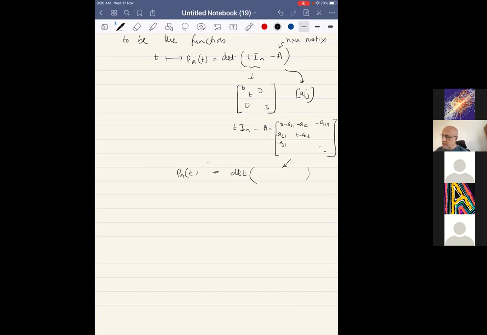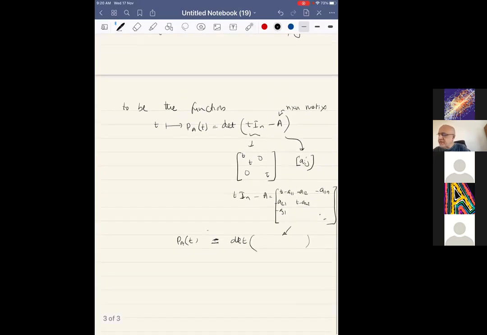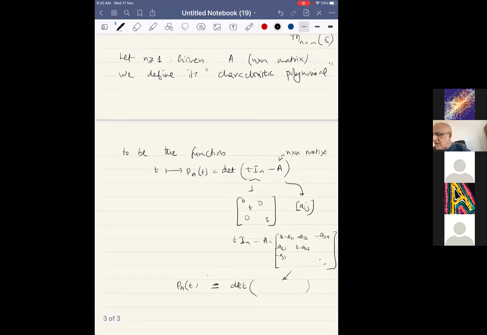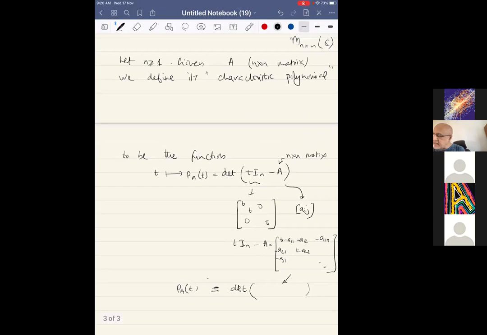Now, I have kind of cheated you. I have not called this the characteristic function of A. By the way, this depends on A, so this should be called the characteristic polynomial of A. So this is the characteristic polynomial of A.